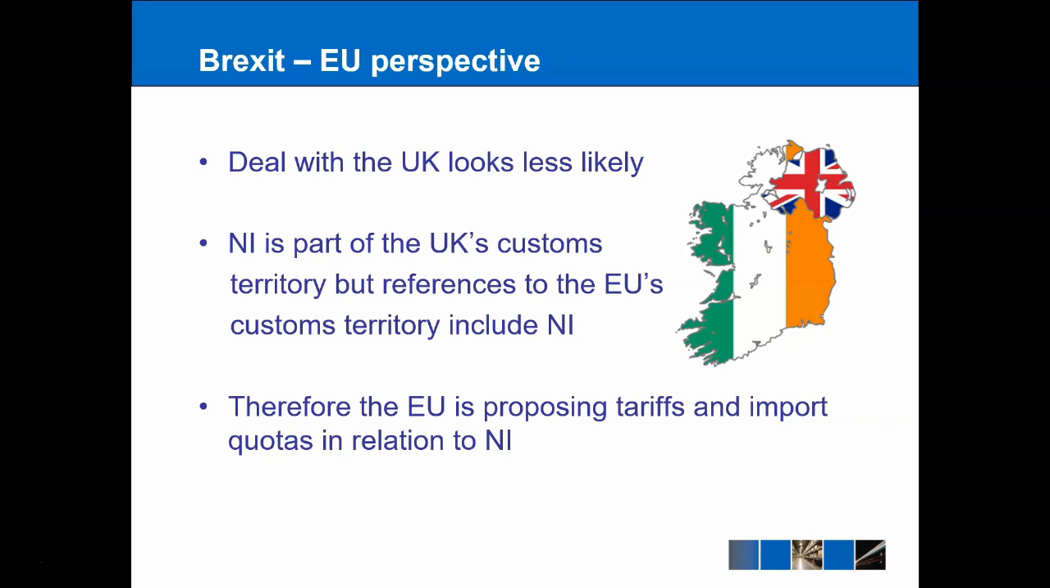The strange thing about the Northern Ireland situation is that it is part of the UK's customs territory, of course, but references to the EU's customs territory will include Northern Ireland, and that's all part of this Northern Ireland Protocol which gets so much press. Now, the problem from an EU perspective is that this potentially means that Northern Ireland could be used as a way to sneak into the free market that operates within the European Union, and that's something that they do not want. And so at the moment there are various regulations and decisions which are being considered by the EU Parliament as well as the EU government in general about tariffs and import quotas in relation to Northern Ireland.